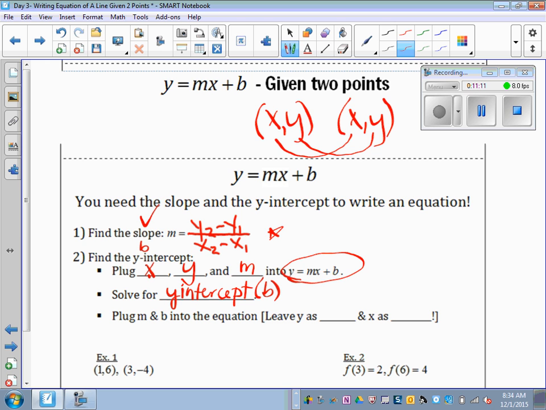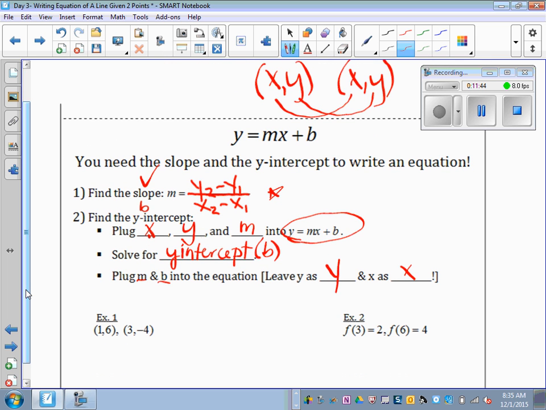And just like before, we write our equation, putting in our slope and our y-intercept. So plug slope and y-intercept into the equation, leave y as y, and x as x. You'll notice it's pretty much the exact same instructions for every single flap in our paper. Find slope, find y-intercept, put it in.